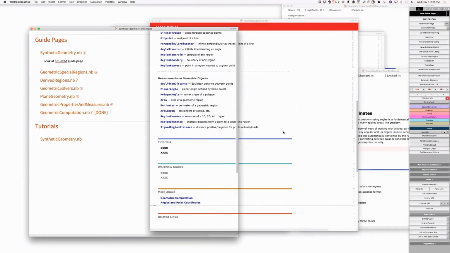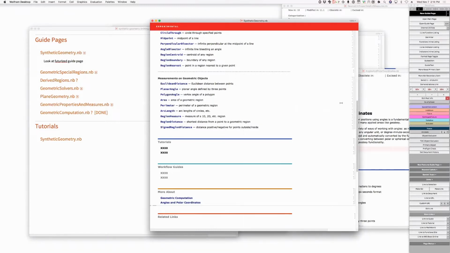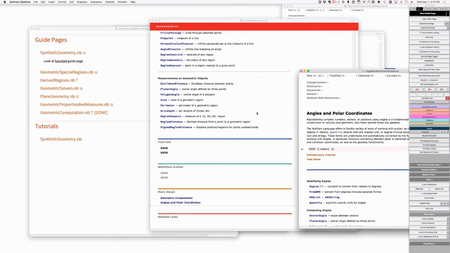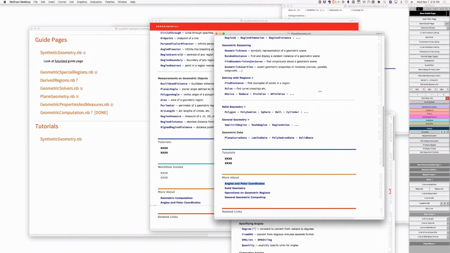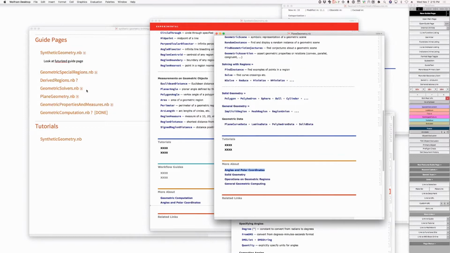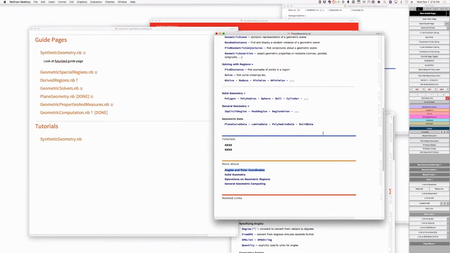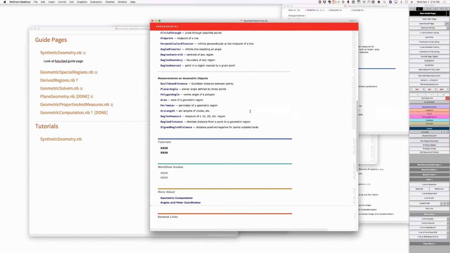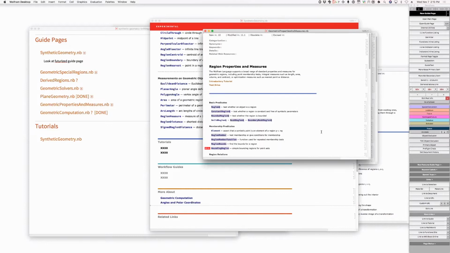So what were we looking at there? That was angles and polar coordinates, which was pointed to from. So do we believe plane geometry is finished now as well? Yes, I think that's done now. Okay, let's go on. I'm going to close that page, angles and polar coordinates. Okay, now geometric properties and measures.